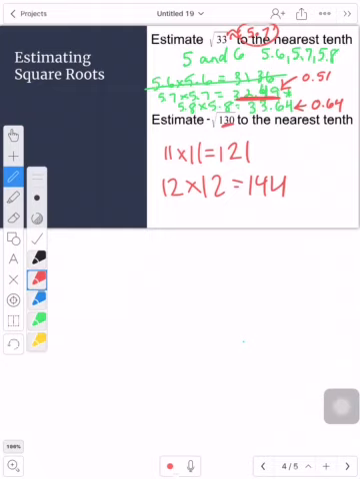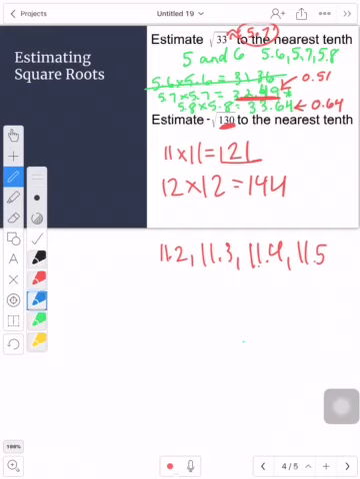Now, 130 is 9 away from 121, and it's 14 away from 144. So I know it's probably going to be a little bit closer to 11 rather than 12. So I would probably want to check like 11.2, 11.3, 11.4, maybe even 11.5. So again, just for the sake of time, I will kind of just give out these calculations, but you would be trying this on your own, practicing your math skills.